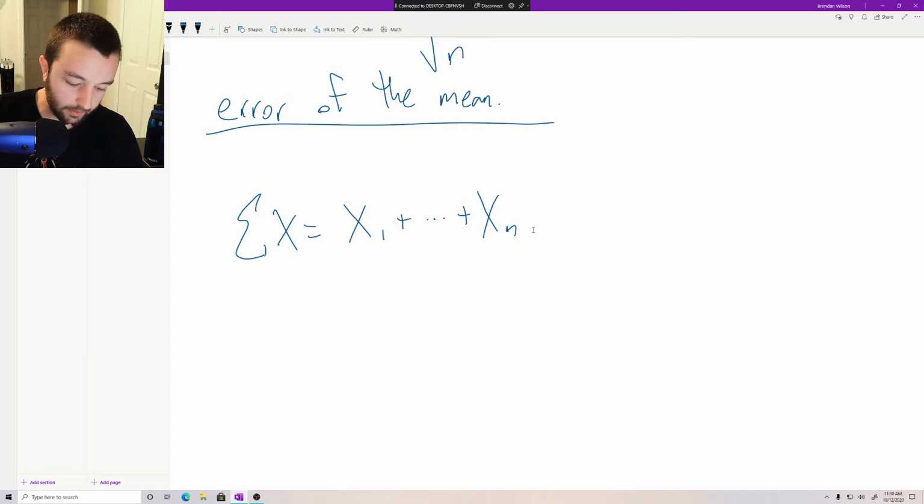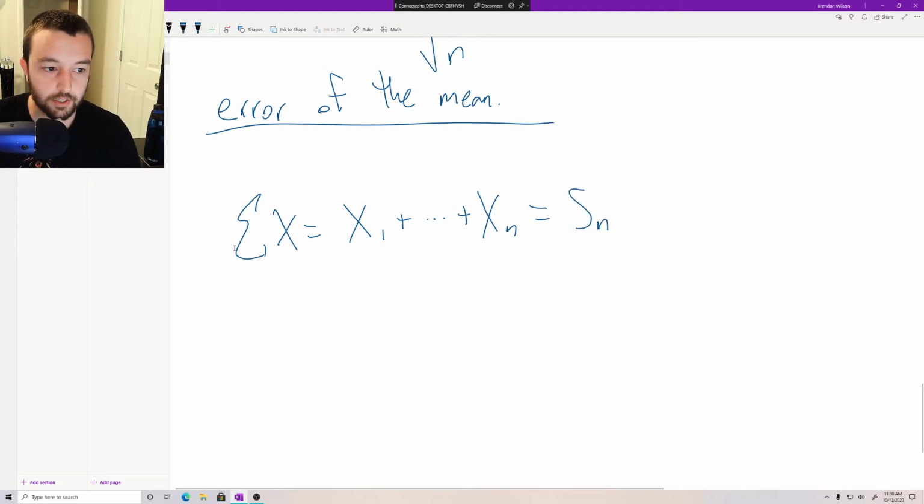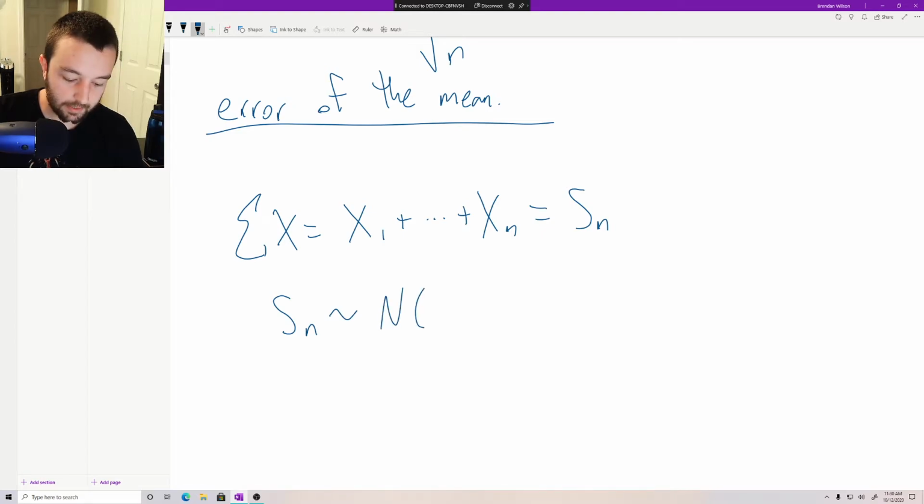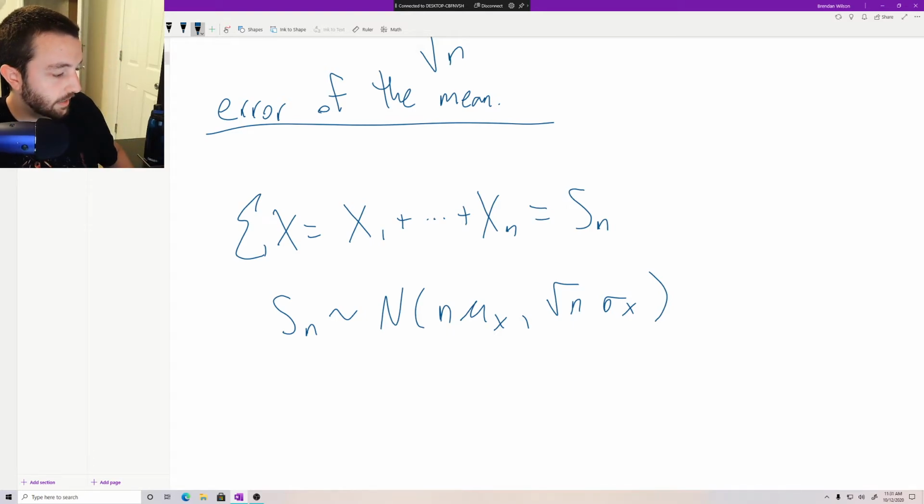So let me just write out sigma x is equal to this. This is also a lot of times called Sn for sum instead of sigma x, but the book is using sigma x. I'll use Sn though. It's the same thing, except now it's going to be n mu x and square root of n sigma x. So it just has a different mean and a different standard deviation.